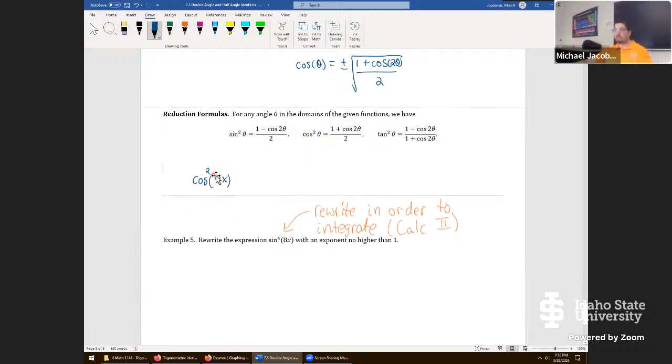But now back to this problem, what we would do is write this as 1 plus cosine of something over 2 using this identity right here. Any volunteers for what should go into that location? Sorry, say again.